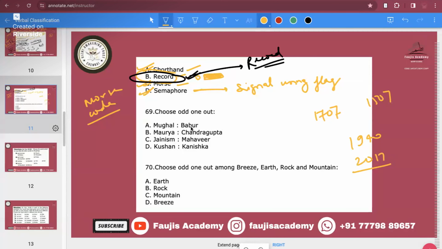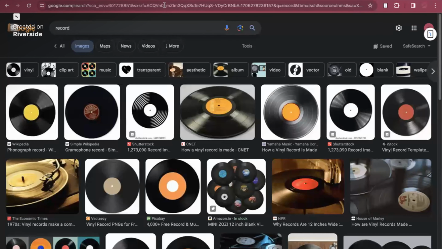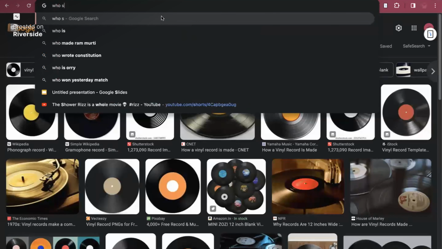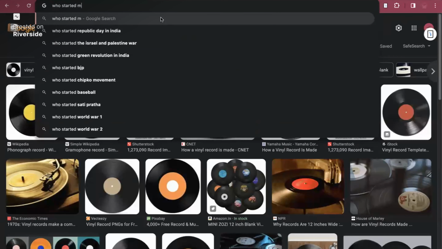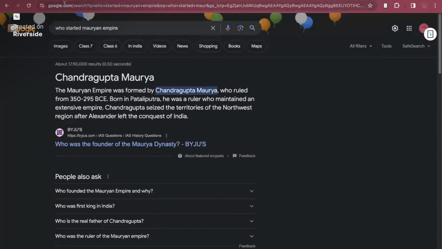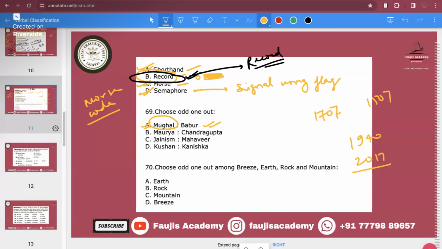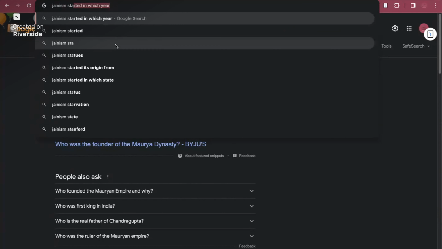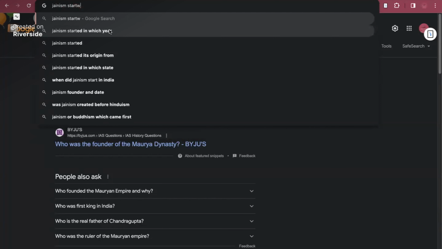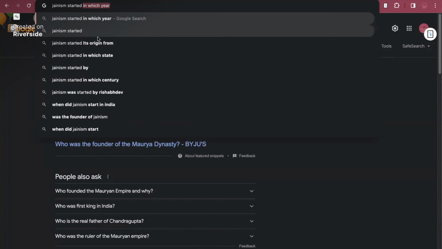Okay. Mughal, who started Mughal dynasty? Babur. Okay. Mughal dynasty was started by Babur. Okay. Mauryan dynasty, who started? Ashoka, I guess. Who started Mauryan Empire? Chandragupta Maurya. Yeah, that is also correct. Okay. Jainism. Yeah, that is also started by Mahavira, right? But there were lots of sects and gurus post him. But he was the first one, no?